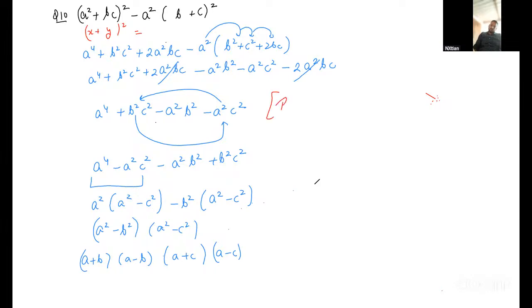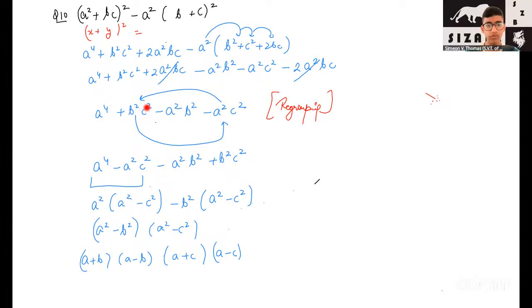Okay, this step is called regrouping. Why did I do regrouping, guys? See, if you check the first and the second term, there is no common factor between them. Is there any common between them, guys? No common, right? Yeah.